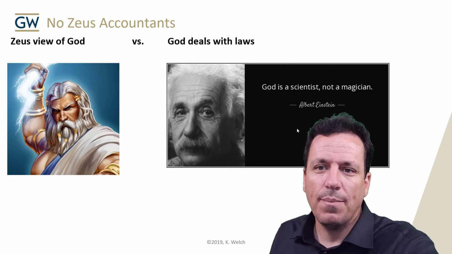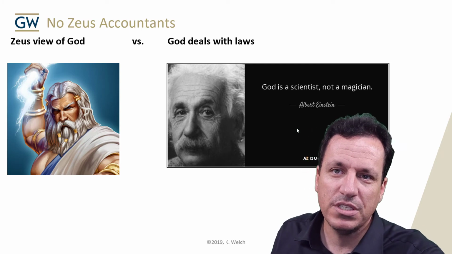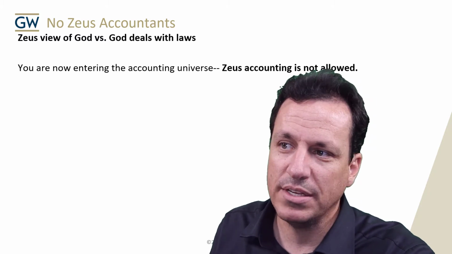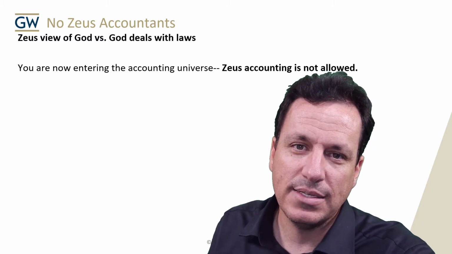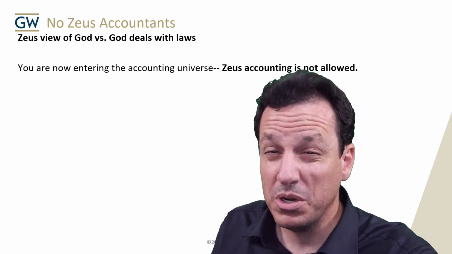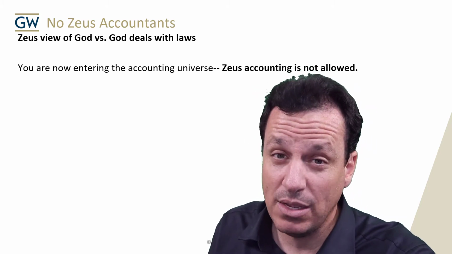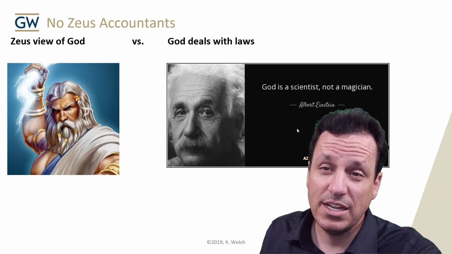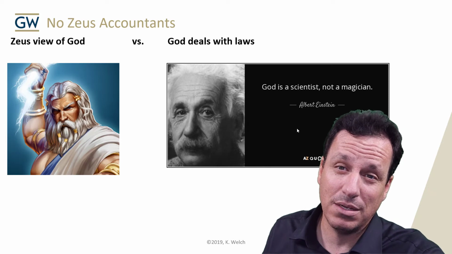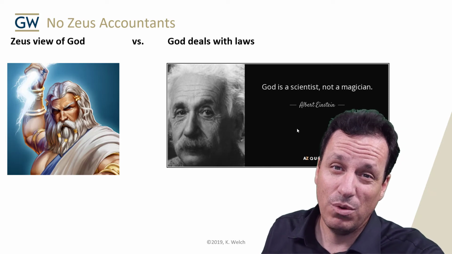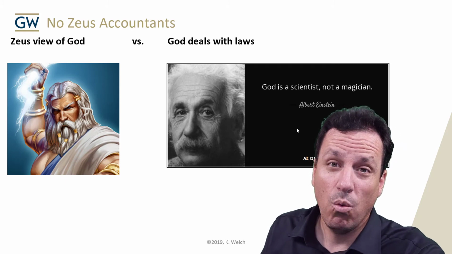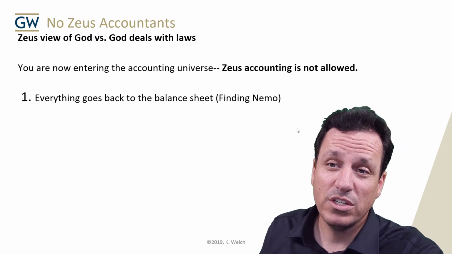In this class, when we talk about journal entries, I frequently say, don't be a Zeus accountant. Zeus accounting is not allowed. What I mean by that is that you can't break the laws of accounting. There are certain rules and principles of accounting, and they come in handy with journal entries. So when I say don't be a Zeus accountant, I'm saying don't be outside of the laws you have to deal with when you write your journal entries. The laws of accounting will teach you where the right journal entry is. And so let's talk about those things.